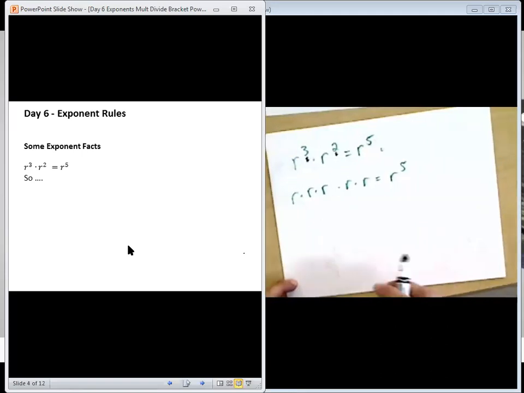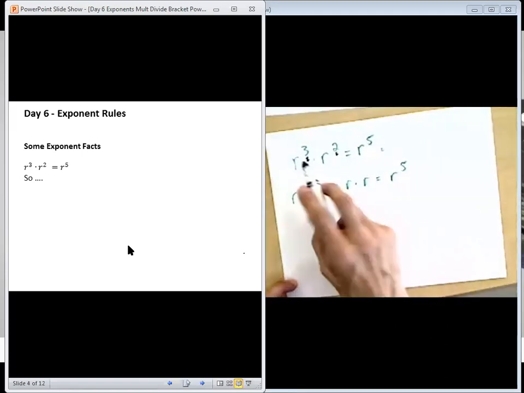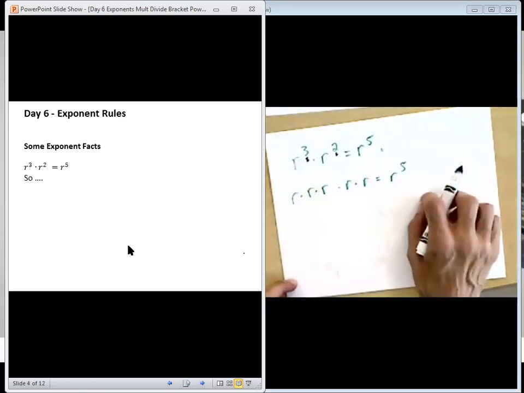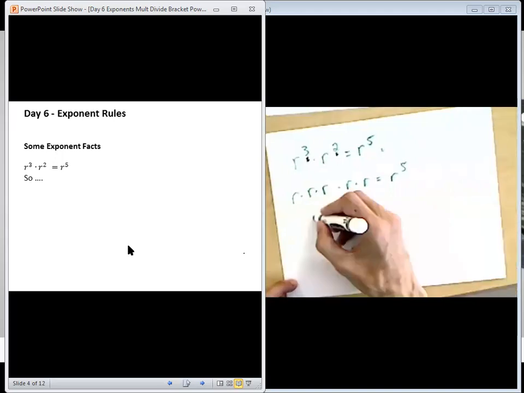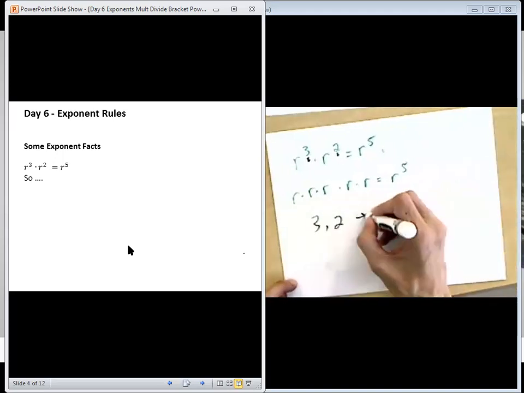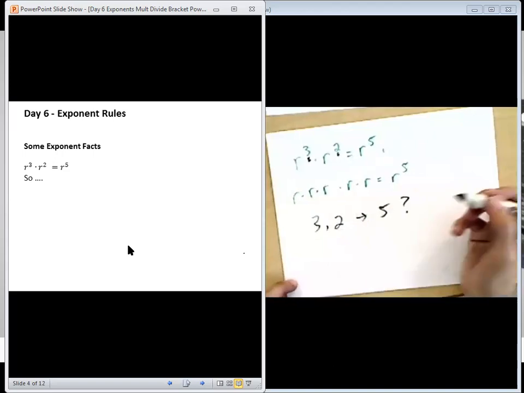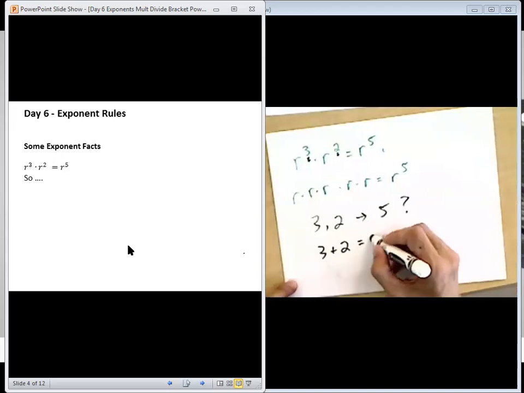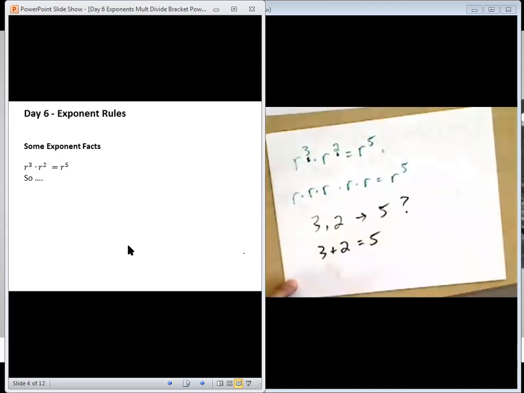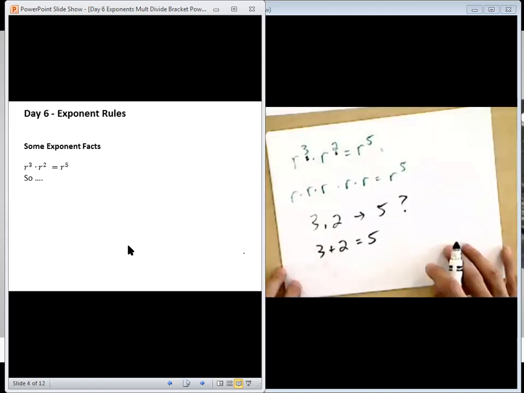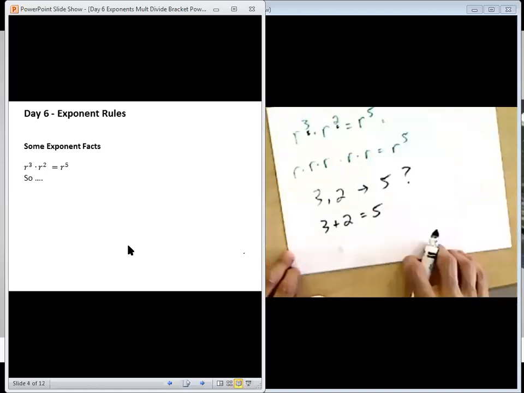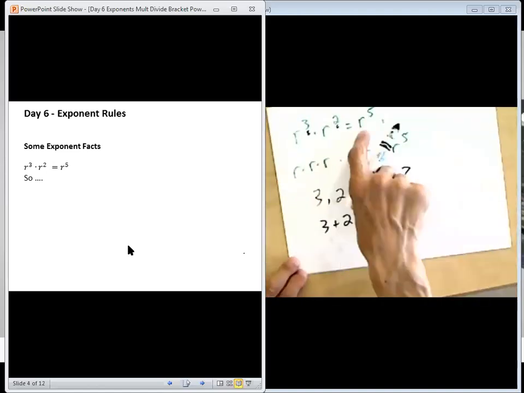So how can we get from this 3 and this 2 over to 5? Secret, right? It's just 3 plus 2 is going to equal 5, right? And so this shows us now what a shortcut or a rule that we can use when we're multiplying these things together.